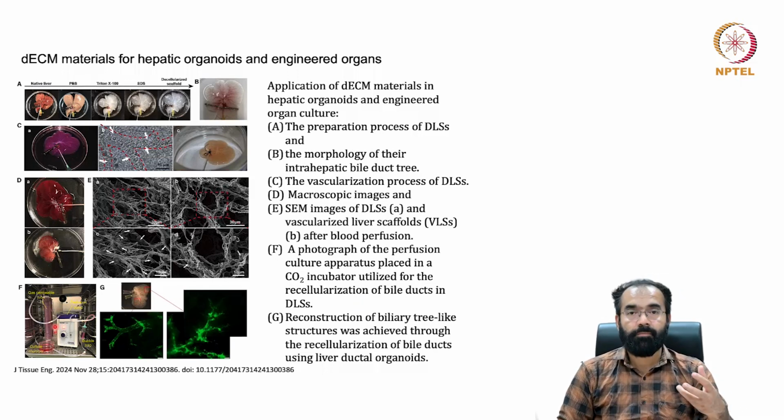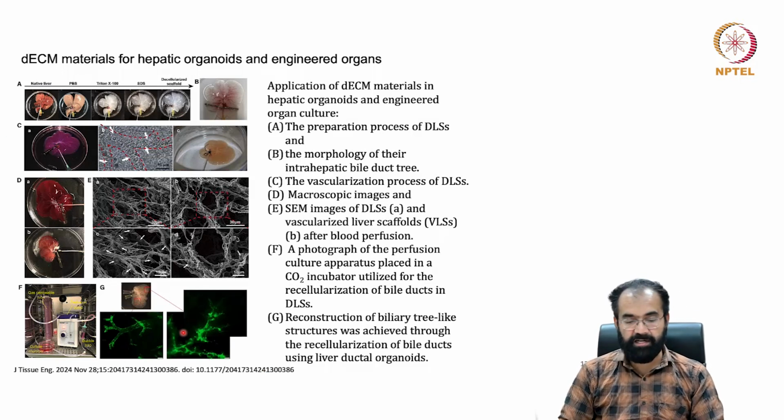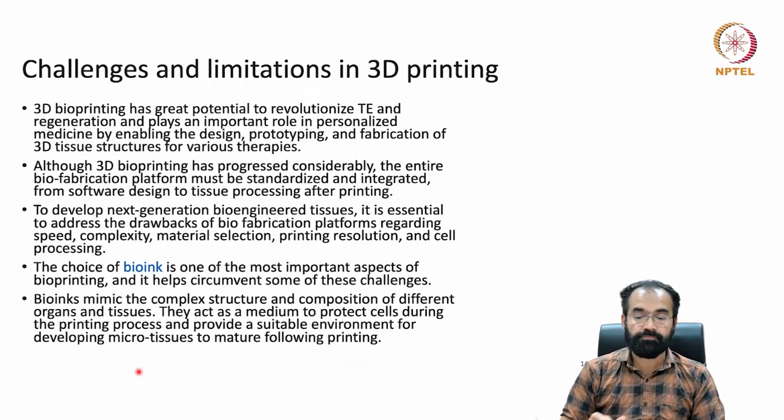So how can you make a proper bile duct? Because a bile duct defect is also very serious. If your bile duct, one of the most complex structures in your body, is damaged, it's as good as the liver not functioning. Then panel G shows the reconstruction of biliary tree-like structures, achieved through the recellularization of bile ducts using liver ductal organoids. And these are the microscopic images of their functionality. Those who are interested can read this article.